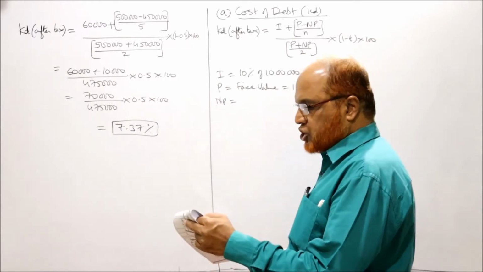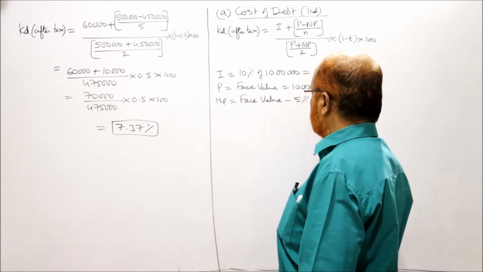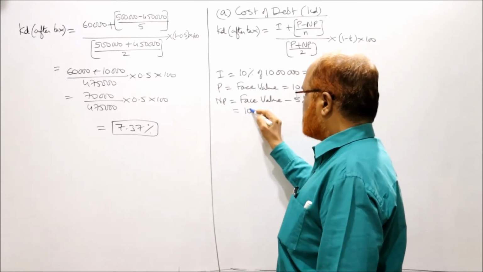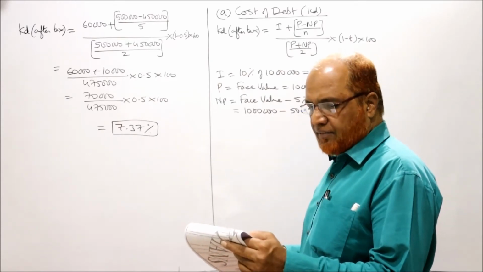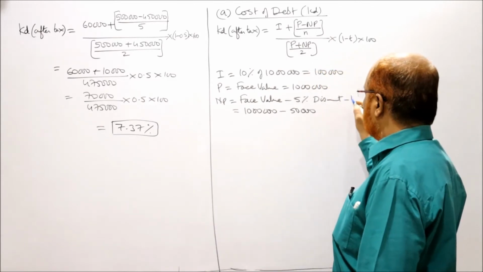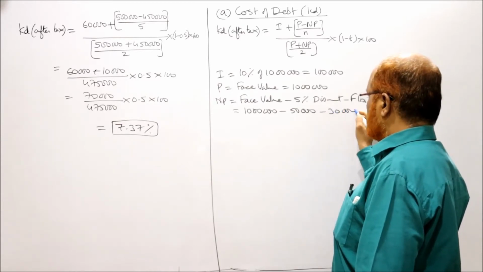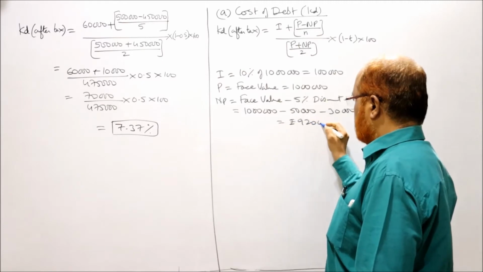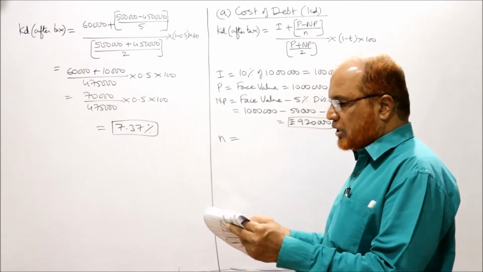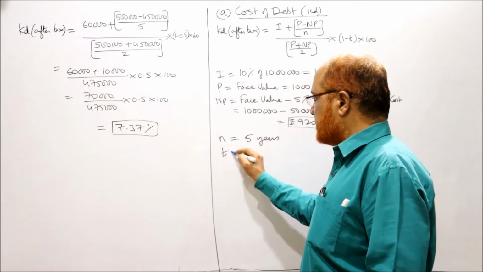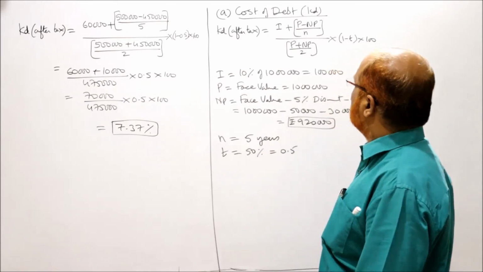NP, net proceeds on issue. So it is the face value minus 5% discount. Face value is 10 lakh, minus 5% is 50,000. And is there any flotation cost? Yes, flotation cost is 30,000. Minus 30,000, so rupees 9,20,000. Net proceeds are 9,20,000. And N is equal to period of redemption. How many years are given? 5 years. T is equal to tax rate 50%, 0.5. That's it. All the values are given.